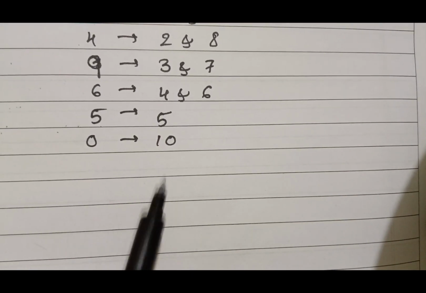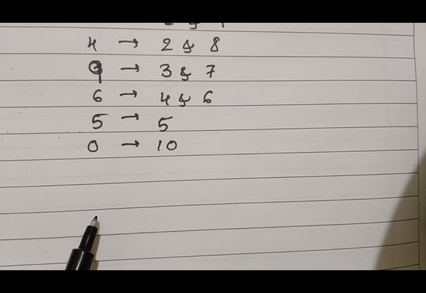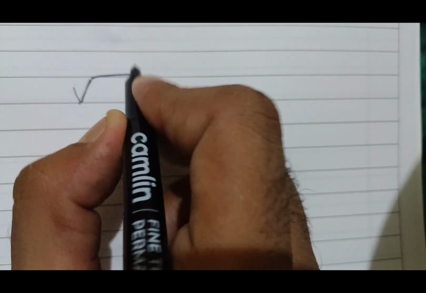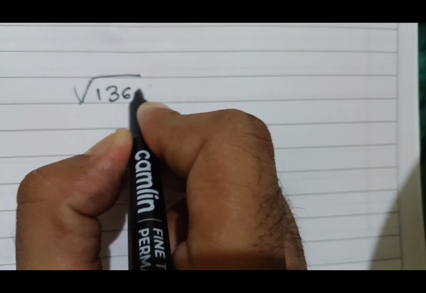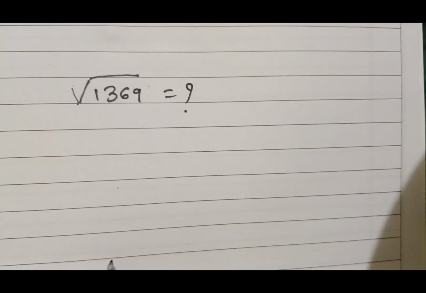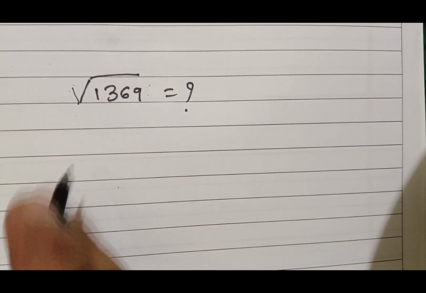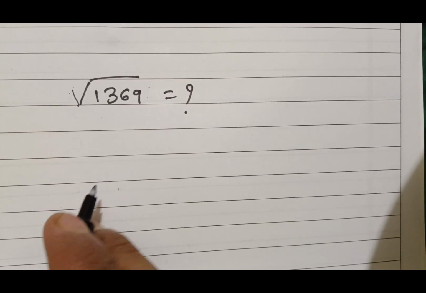So now by using these, how will we find the square root of different numbers? Let us find the square root of 1369. So what is the square root of this number? See, it is very difficult to find, right? So how will we find it quickly?